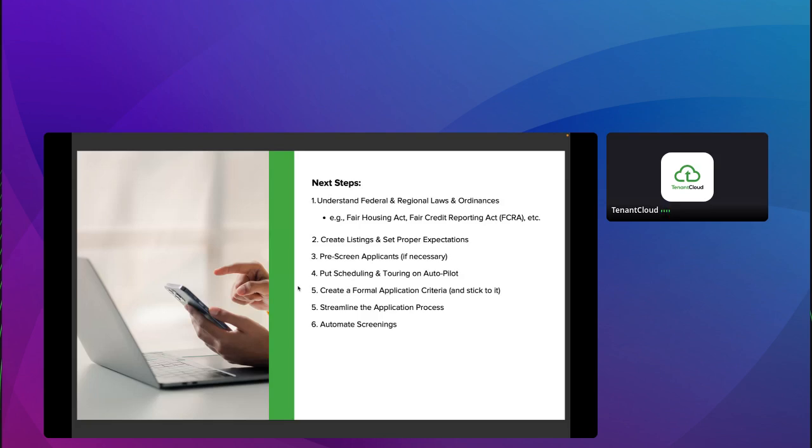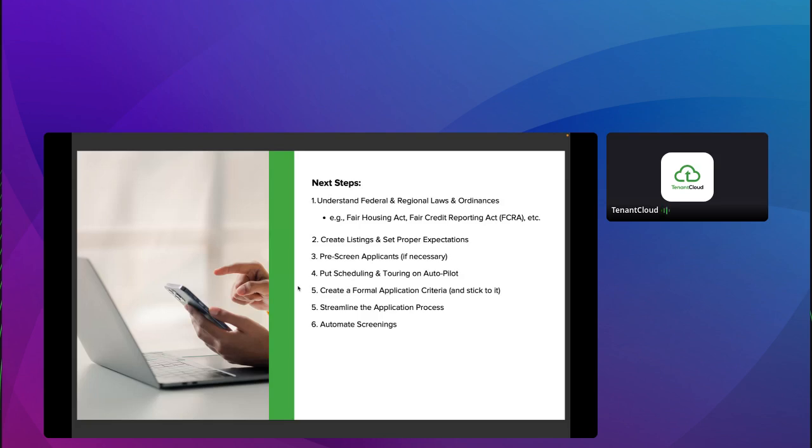And we have some exciting news coming down the pipeline at some point this year. We have a new partnership where you're going to be able to put the scheduling and touring on autopilot even more, where you could potentially remove yourself entirely from the scenario, or at least mostly. It's a pretty cool integration that we are currently working on. So stay tuned for that.